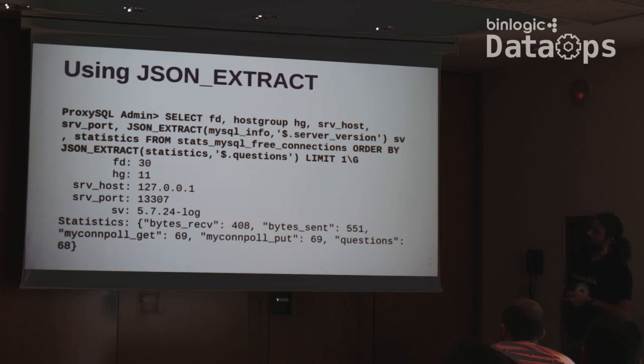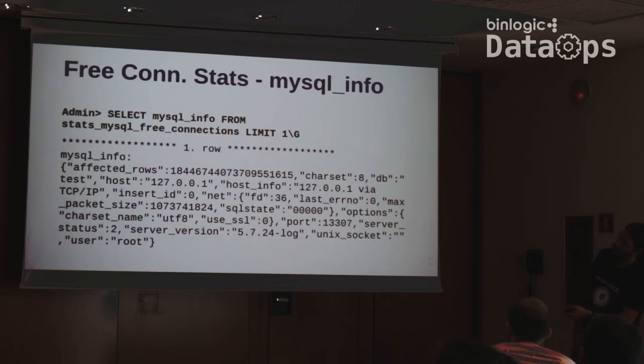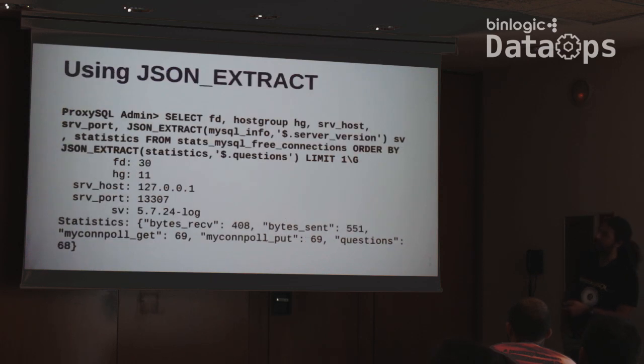And ProxySQL admin, which is using SQLite, now has the ability of using the JSON_EXTRACT function. So this is basically an example of how to use it. From this table, which is mysql_free_connections, we can extract specific elements. Like here we are extracting the mysql_info. From mysql_info we are extracting the server version, and the server version is 5.7.24. And we are extracting the number of questions from the statistics.